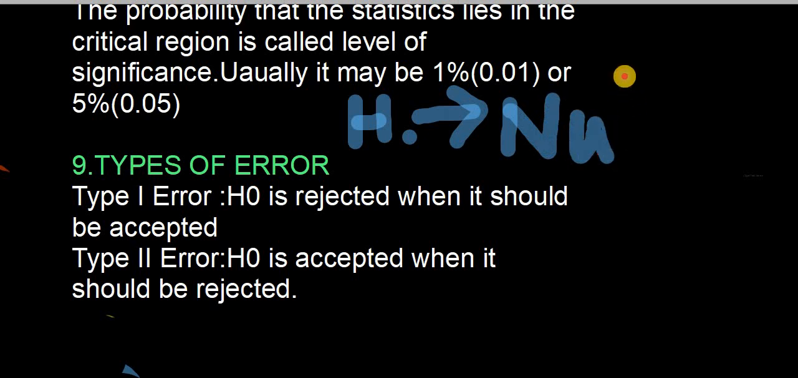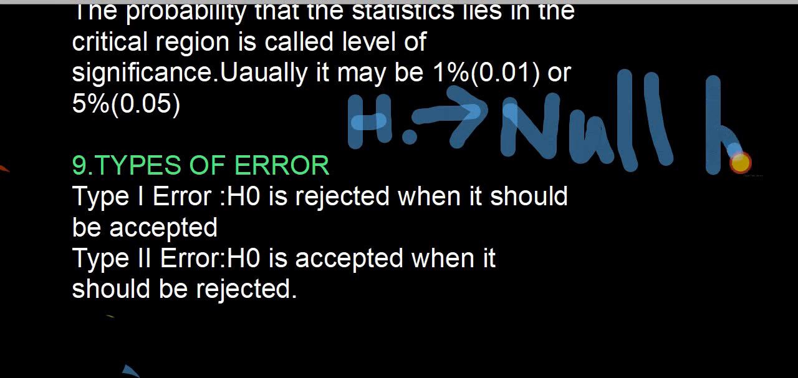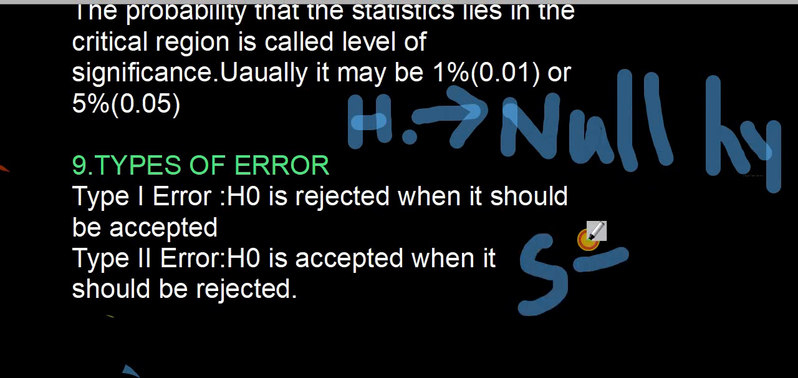Null hypothesis means there is no significant difference between the two characteristics, that is, sample and population. There is no significant difference, like that we are assuming as the first hypothesis. That's called null hypothesis. Sample characteristics and population characteristics are equal. That's called null hypothesis.